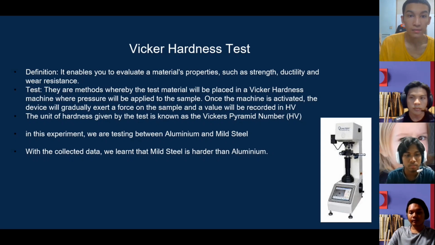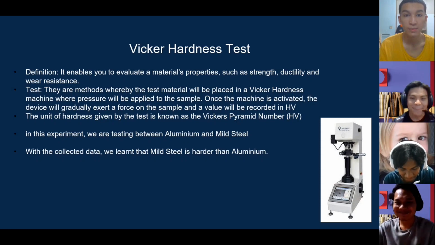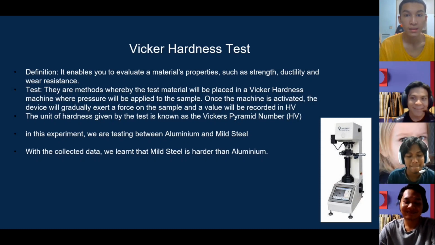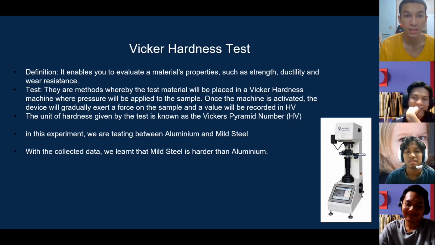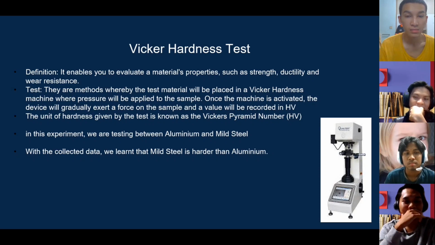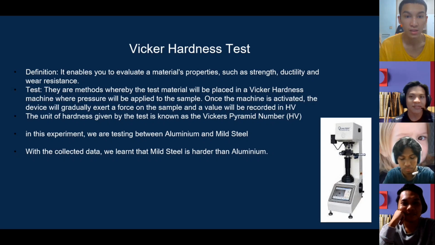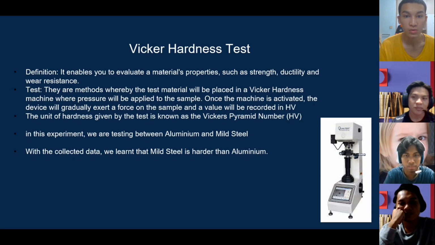Thank you, Roy. For the next test, it is the Vickers hardness test. In this test, we will measure the hardness and the material's properties such as strength, ductility, and wear resistance. The material will be placed in a Vickers hardness machine where pressure will be applied to the sample. Once the machine is activated, the device will gradually exert a force on the sample and the value will be recorded in HV, which is also known as the Vickers pyramid number.